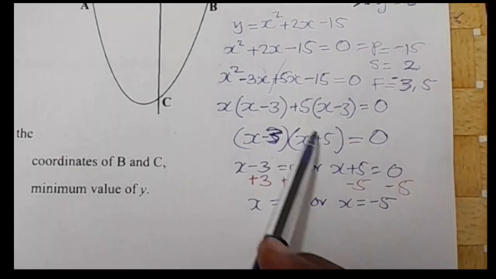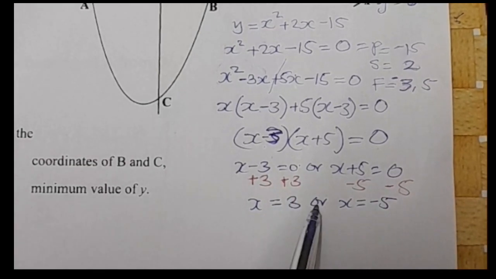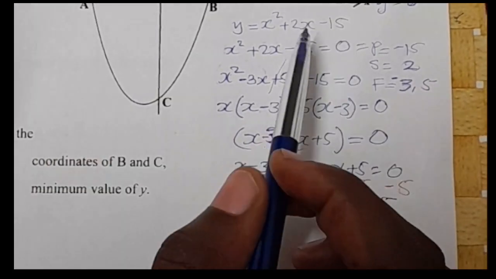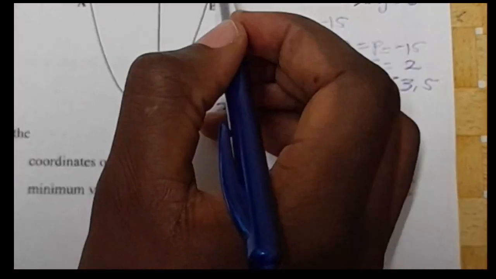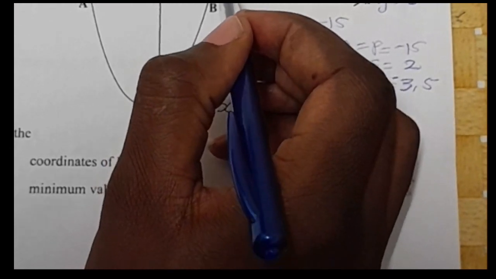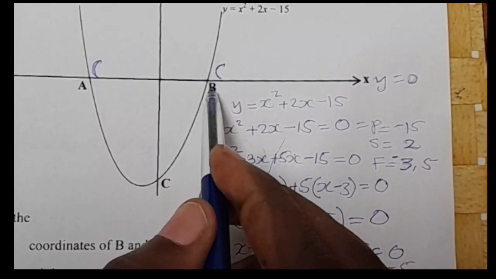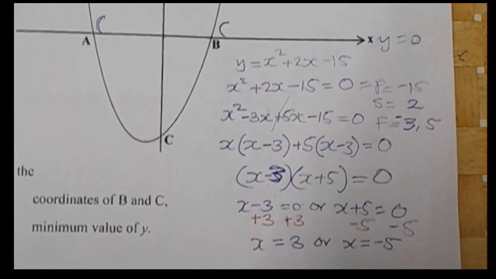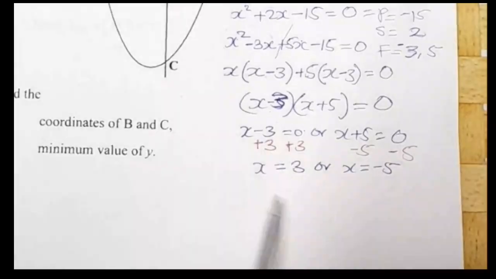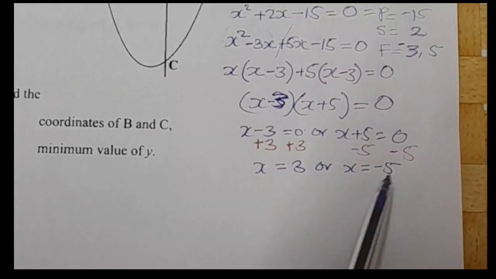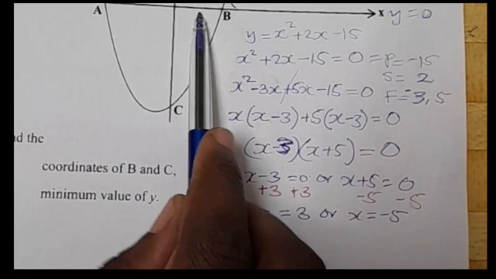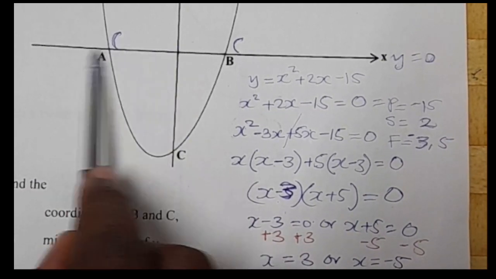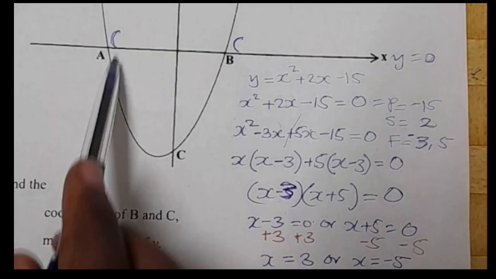So now, when you reach this stage, after finding the values of x, remember, along the x-axis, I said that the y value is 0. So we are interested in finding the coordinates at B. When you examine your answers, this one is negative, meaning it's found on the left side of the x-axis. So the negative here is going to be there.